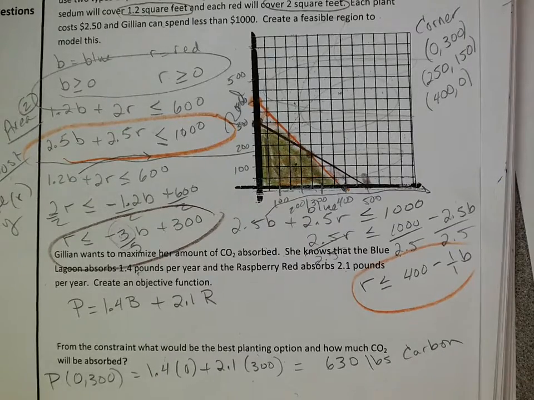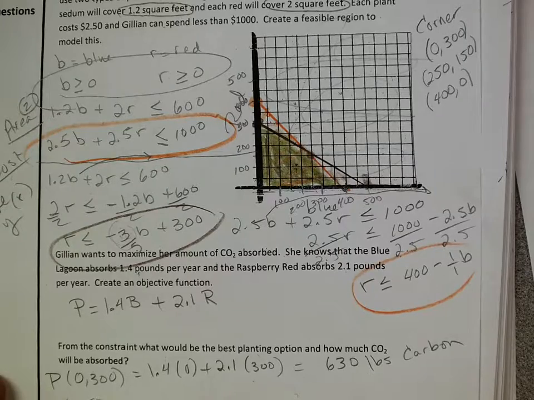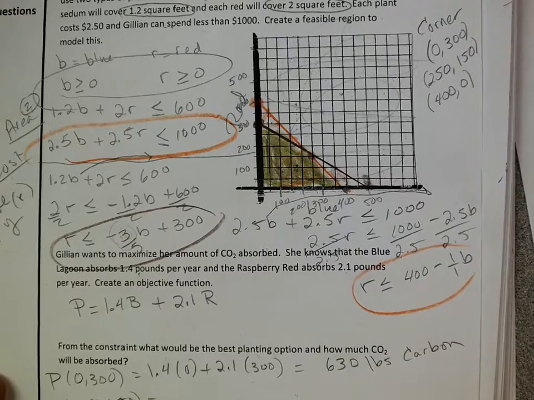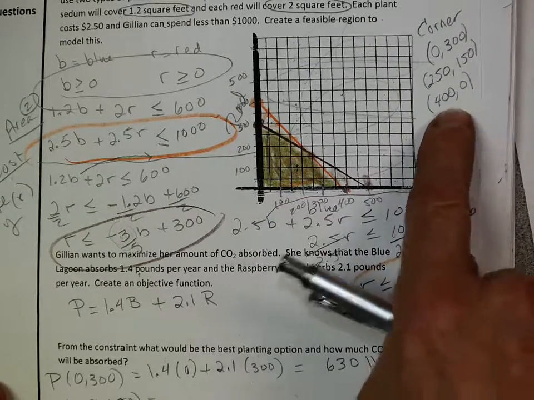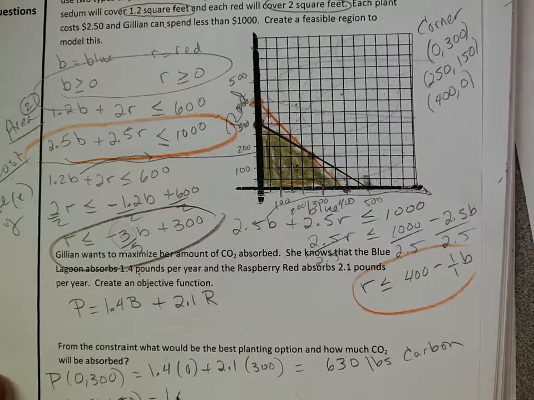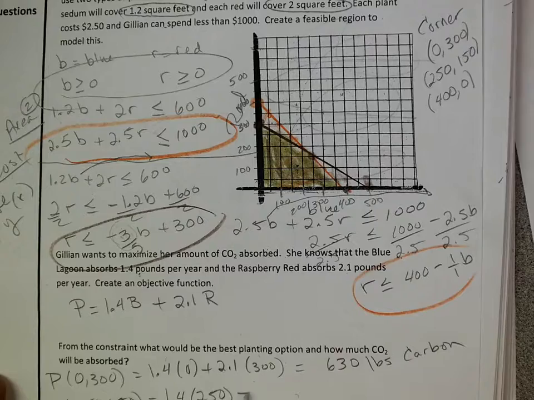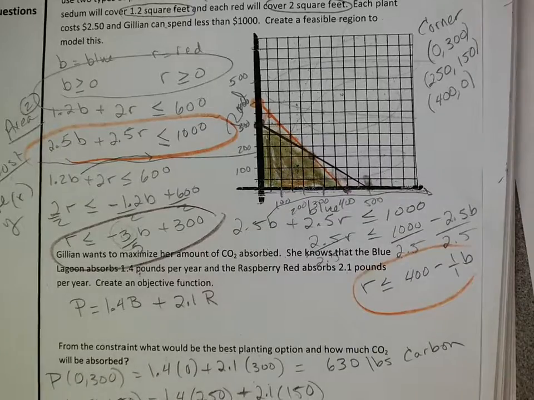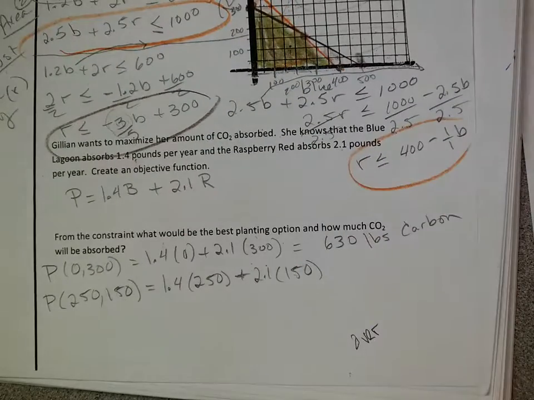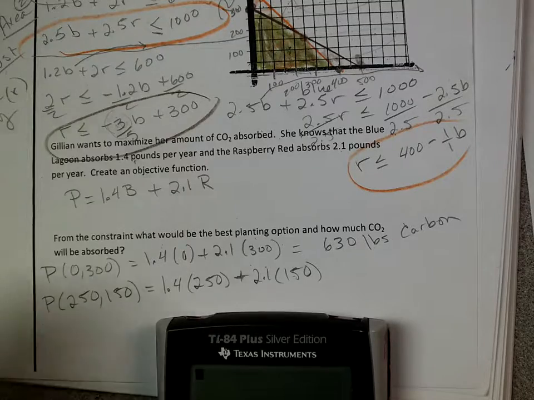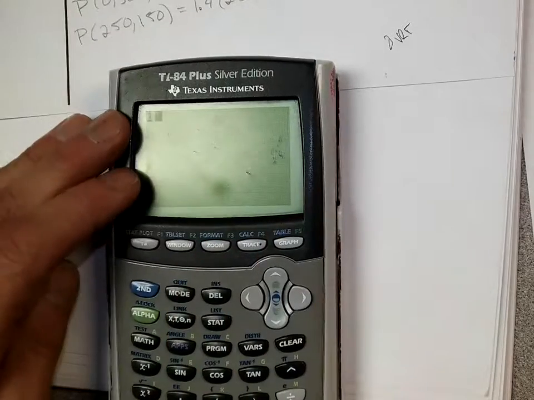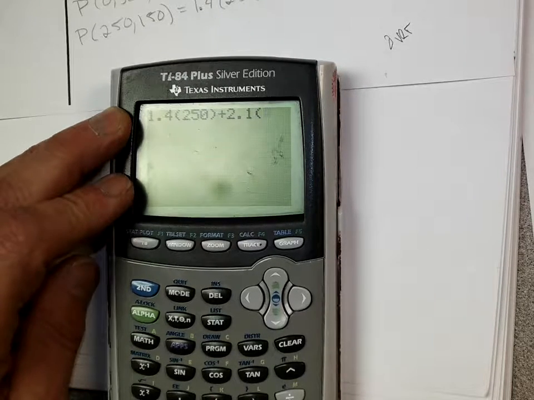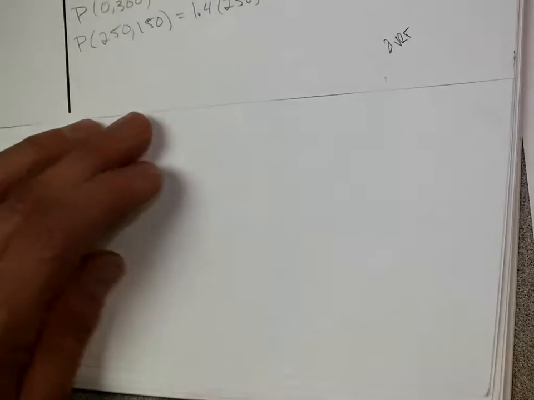So let's try the other corner point. P of 250, 150, right? So we plug the corner point into our objective function. You guys know where I'm going? Take your corners and plug them in. So go 1.4 times 250 plus 2.1 times 150. Again, I'm just going to use my calculator to do that. Let's speed this way up. 1.4 times 250 plus 2.1 times 150. 665. Hey, this one's better.